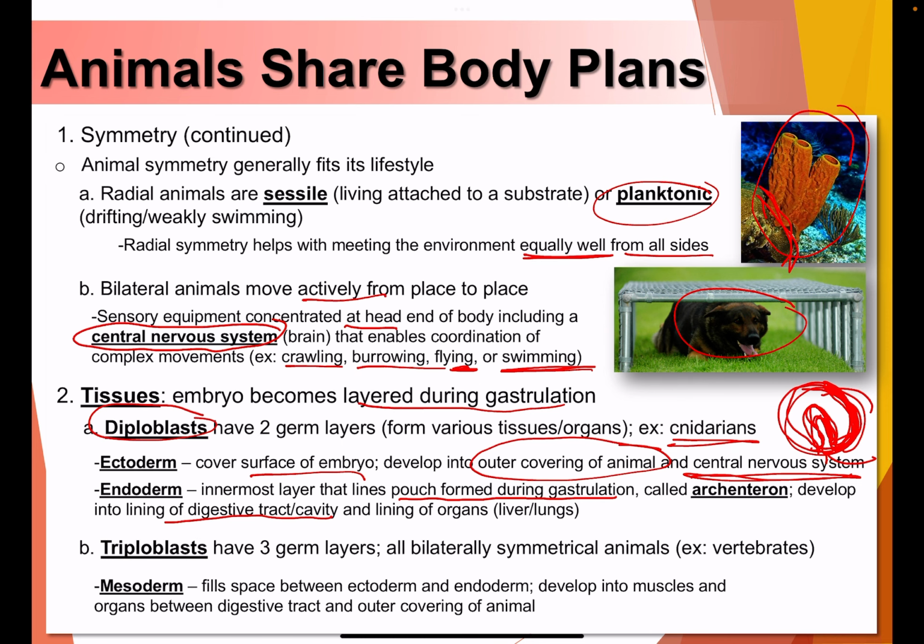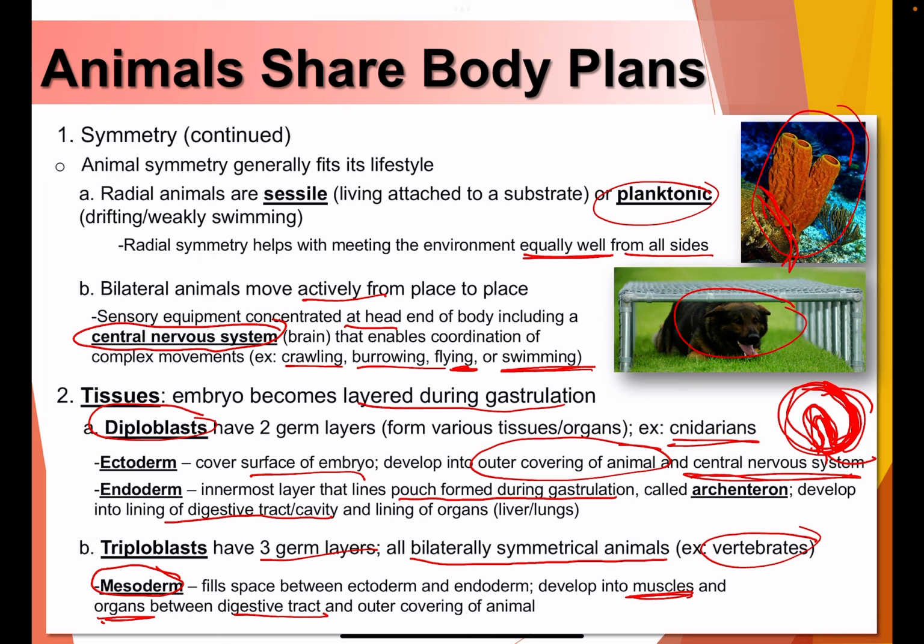So triploblasts, on the other hand, will have three germ layers. All triploblasts are bilaterally symmetrical animals. For example, vertebrates like us, human beings, have three germ layers. So ectoderm and endoderm still form the same stuff like the diploblasts do, but they have a third layer called the mesoderm that fills in the space between the ectoderm and the endoderm, and usually they will develop into muscles and organs between the digestive tract and outer covering of the animal.